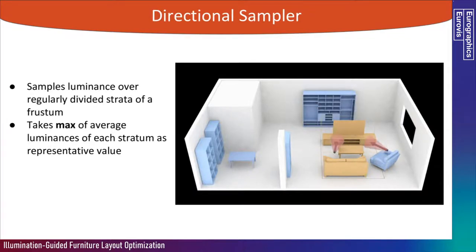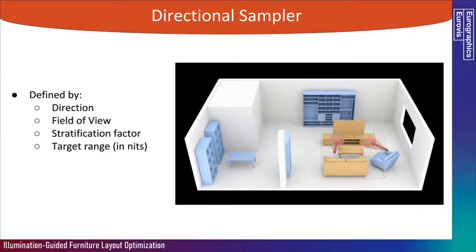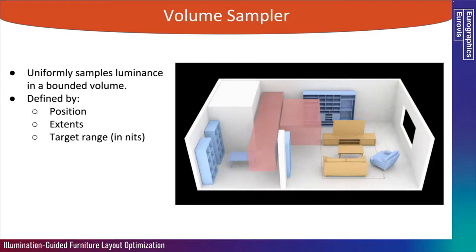Next, we have directional samplers. They sample luminance over regularly divided strata of a frustum. We use the max of average luminances of each stratum as the representative value. They are defined by their direction, field of view, stratification factor of the frustum, and target luminance range in nits. Lastly, we have volume samplers, which uniformly sample luminance in a bounded volume. They are defined by position, extents, and target luminance range in nits.